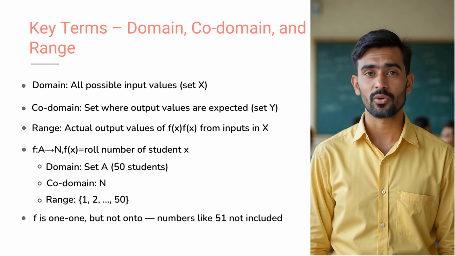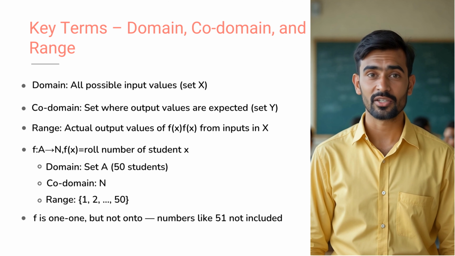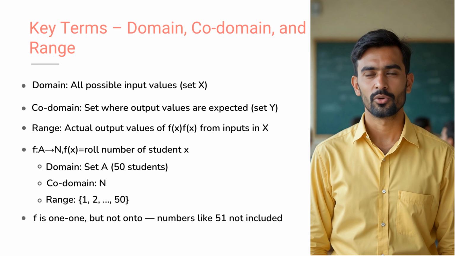Let f from A to N be defined as f(x) is the roll number of student x, where A is the set of 50 students in a class. Each student, input, has one roll number, output. So f is a function. Domain is the set of students, codomain is the set of natural numbers, and range is the set {1, 2, up to 50}.